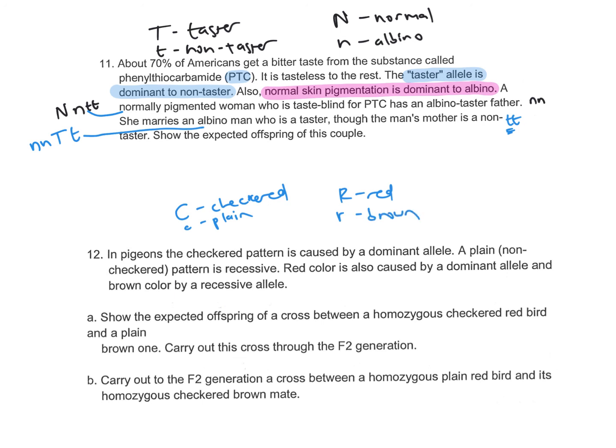So show the expected offspring between a homozygous checkered red bird. So homozygous means same. So it's going to be big C, big R, and a plain brown one. So if it's plain, it's got the recessive trait. If it's brown, it's got the recessive trait. So it has to be homozygous recessive, small c, small r. And you are going to do a cross between these two individuals to show all the offspring, and then you're going to do a second cross. You're going to cross the F1 offspring to get the F2. You can leave out question B. We will do that on Thursday when I come back.